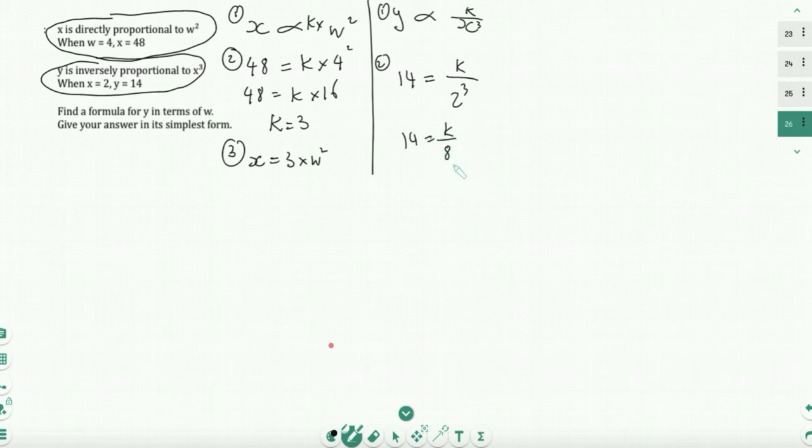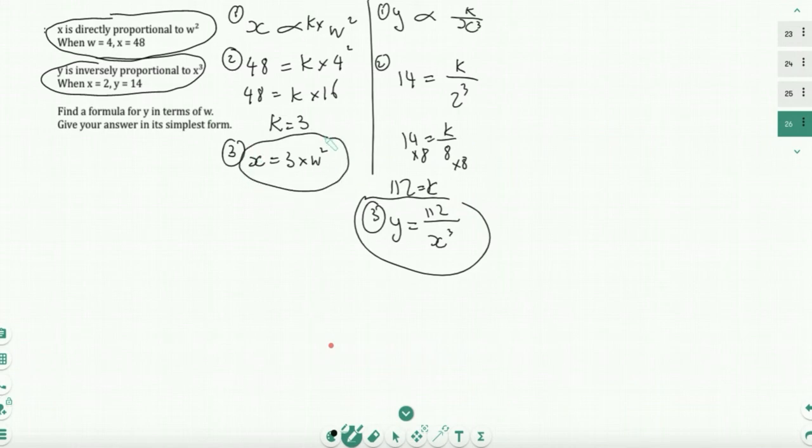We'll multiply both sides by 8 to get rid of the divide by 8. 112 equals K. So our formula is Y is equal to 112 over X cubed. So these are our two formulas. Now, we have to find a formula for Y in terms of W. So this part's a bit tricky. So we have two formulas.